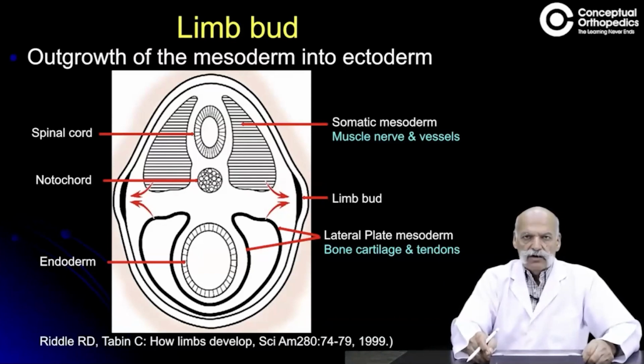And the cells of mesodermal tissue are derived from two sources. First, the somatic mesoderm, which constitutes the muscles, nerves, and the vessels in an individual limb. The other source is the lateral plate mesoderm, where the cells ultimately get transformed into bone, cartilage, and tendons.